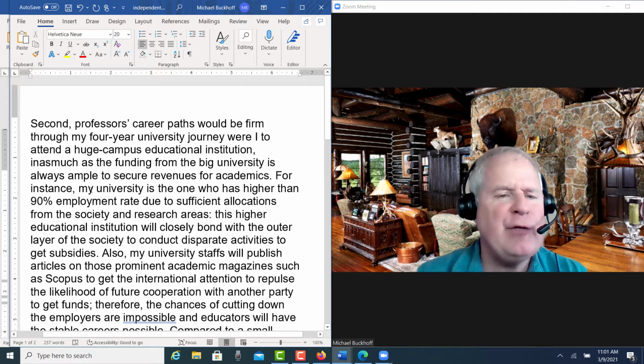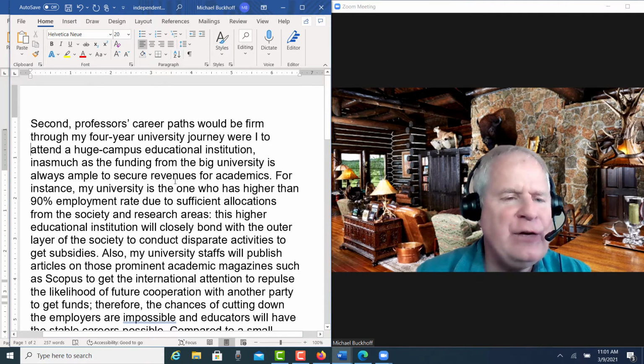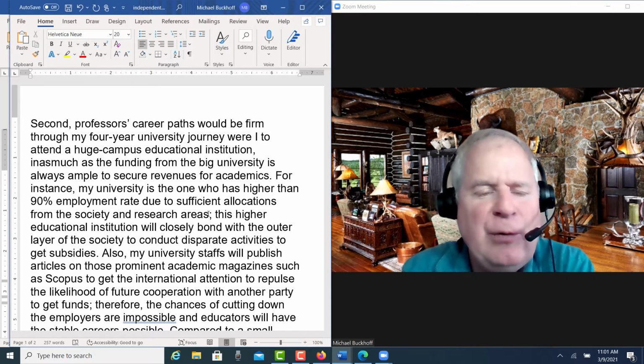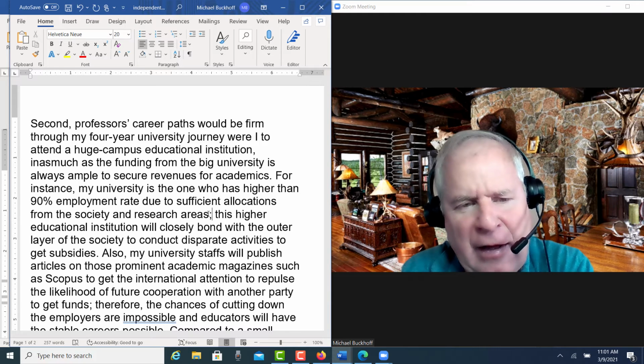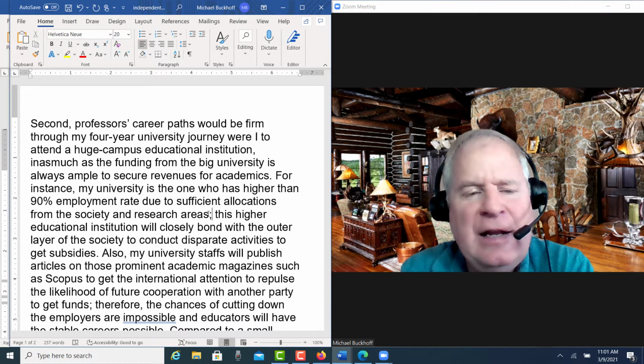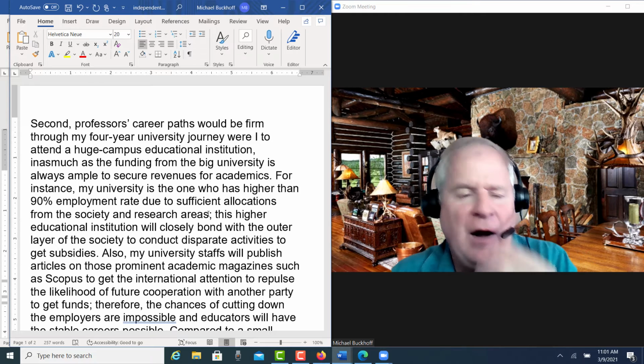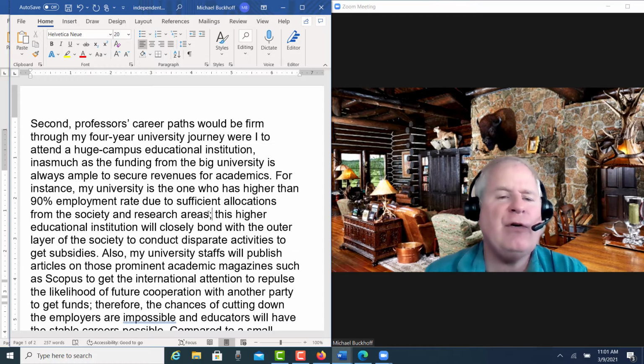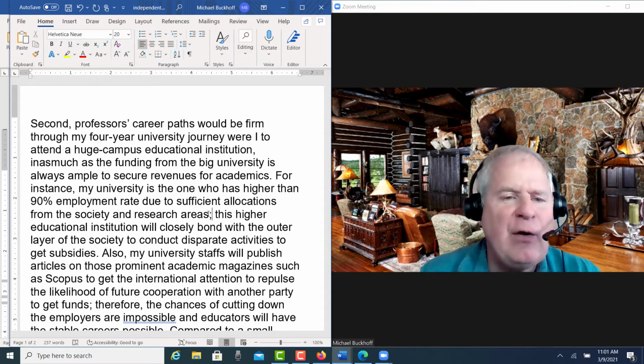For instance, my university is the one who has higher than 90% employment rate due to sufficient allocations from the society and research areas. And I think here you don't need the colon. I think the semicolon is going to work better. Usually when you use a colon and you have an independent clause after that, that independent clause is kind of dependent on the previous sentence. It might be like giving a definition of something that's mentioned earlier, but so I think the semicolon will work better here.